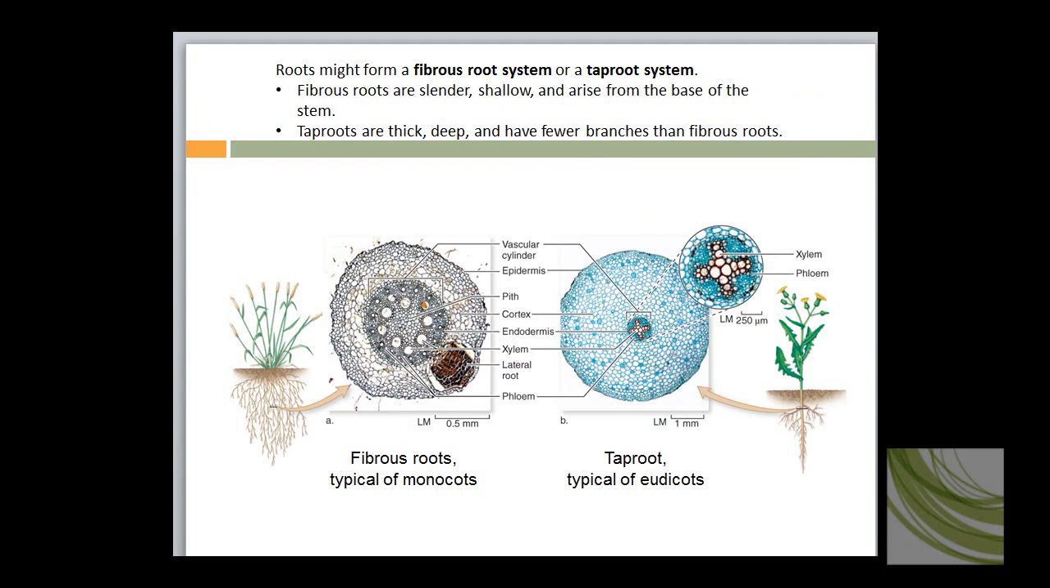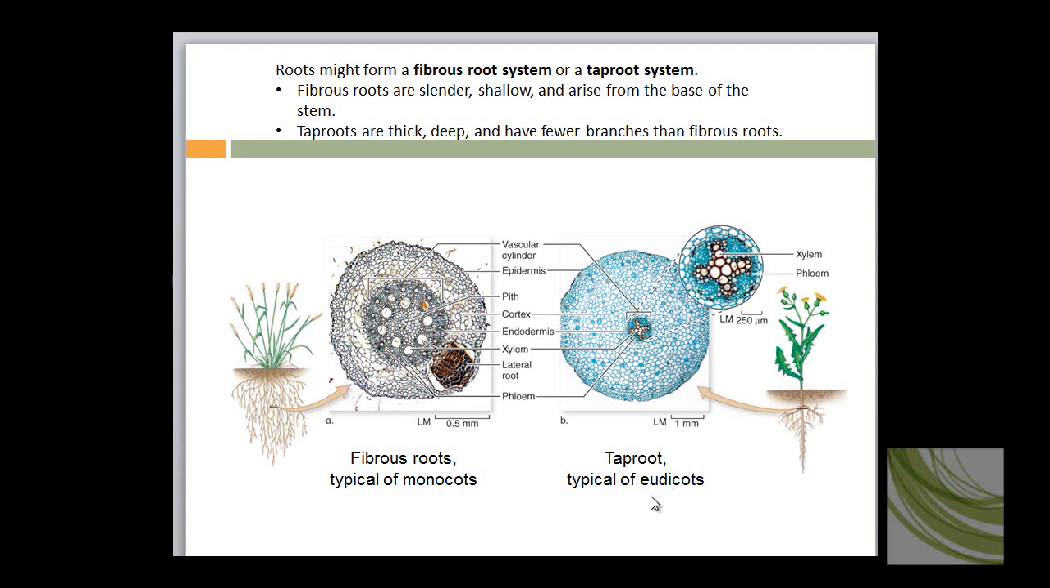Fibrous roots versus tap roots. Fibrous roots just have lots and lots of branchings. A tap root has one main root that goes straight down and then branches off of it. Okay. Monocots are very typical of having fibrous roots. Tap roots tend to be found in dicots.